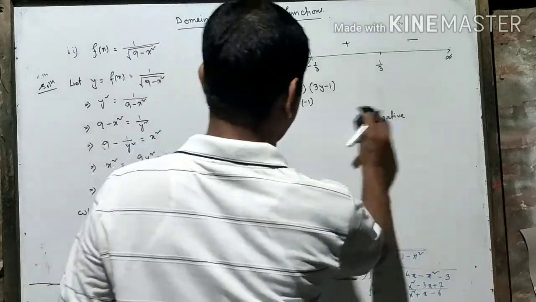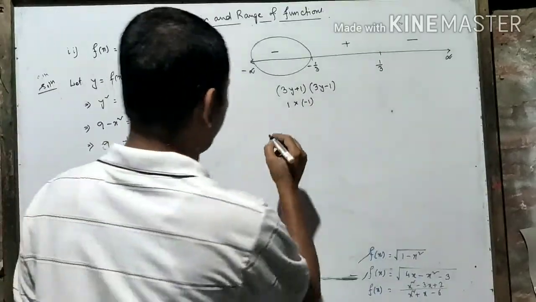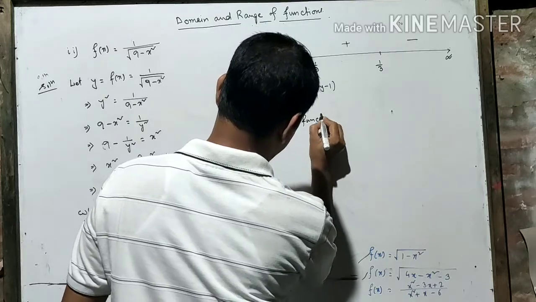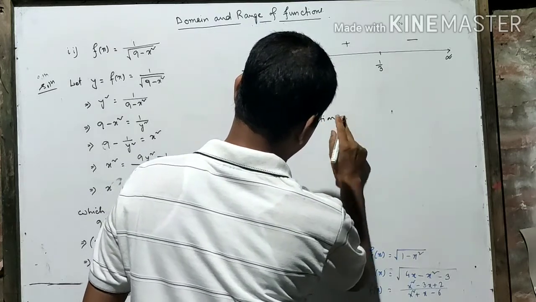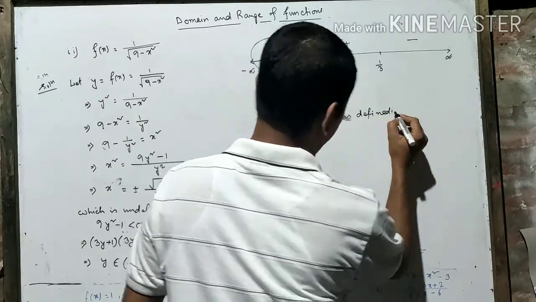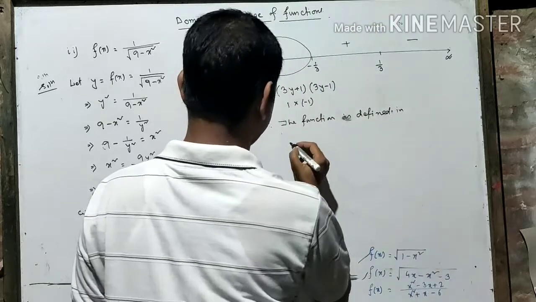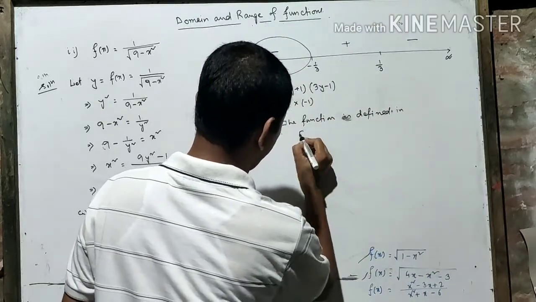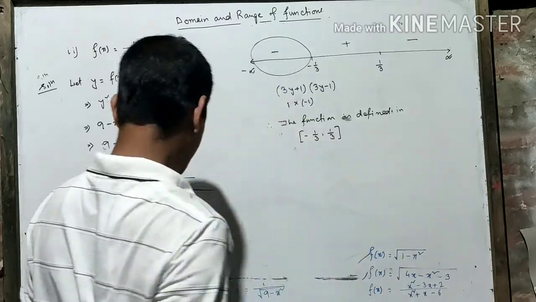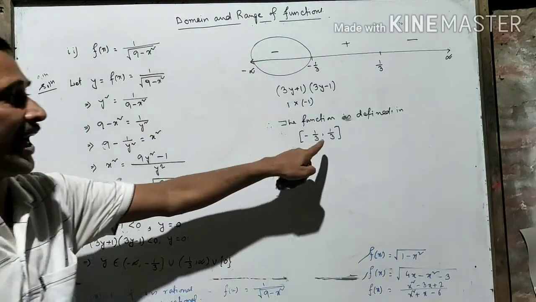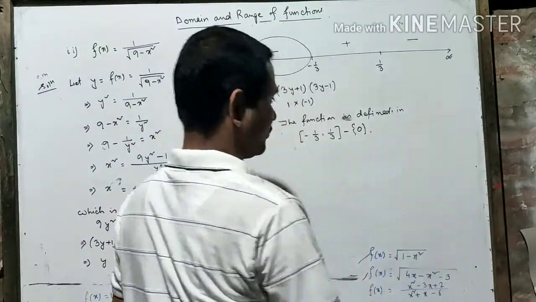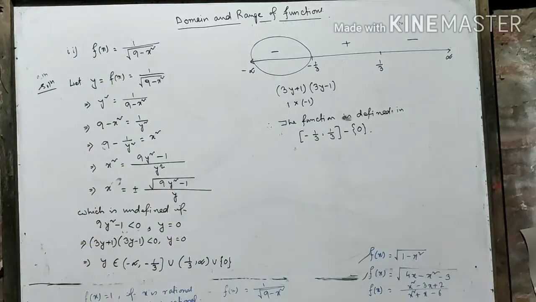Okay, before that. So in this portion it is undefined. Therefore, the function is defined in the closed interval minus 1 by 3 to plus 1 by 3. But it is undefined at 0 and 0 lies in this interval. So you have to leave 0. In this portion the function is defined.